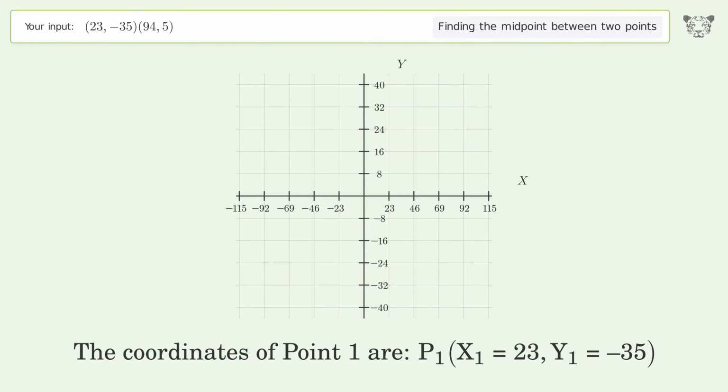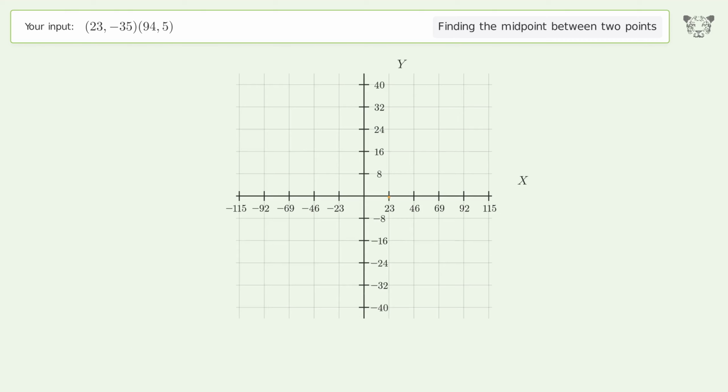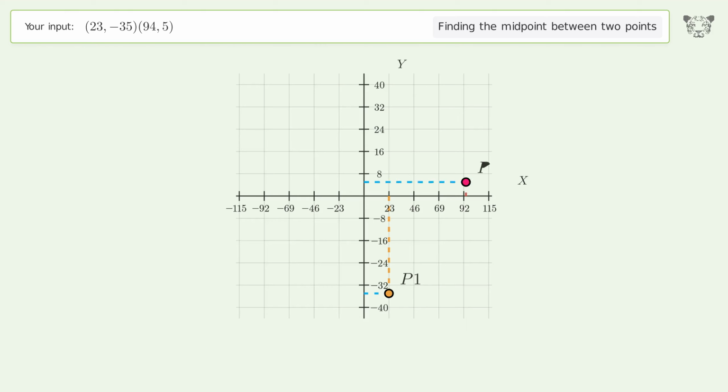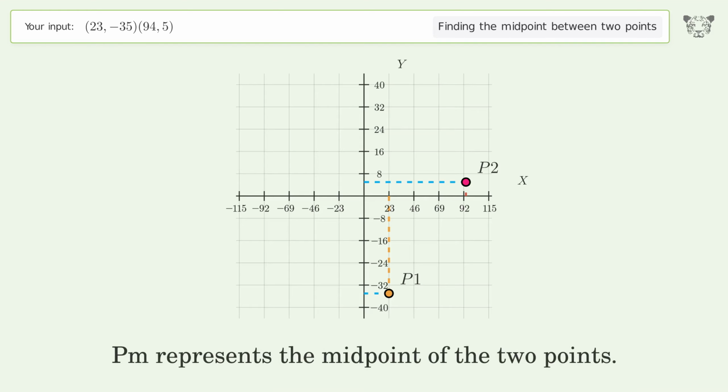The coordinates of point 1 are, x1 equals 23, y1 equals -35. The coordinates of point 2 are, x2 equals 94, y2 equals 5. PM represents the midpoint of the 2 points.